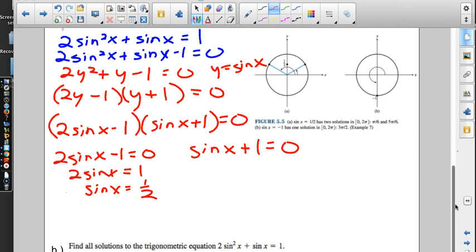Oh, wait a minute, that makes sense. Because we know of places where the sine of x is going to be 1/2. And then this one, we'd have to subtract a 1 from both sides. Sine of x equals -1. That sounds like a quadrantal to me.